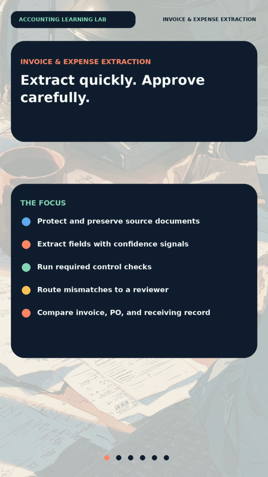AI can turn invoices and expense receipts into structured data, but extraction is not approval. A model may propose a vendor name, invoice date, amount, tax treatment, purchase order, and expense category. That can save time when formats vary, but a blurry receipt, confusing subtotal, or wrong account can create errors. The accounting control is a workflow that makes uncertainty visible and keeps a person accountable.